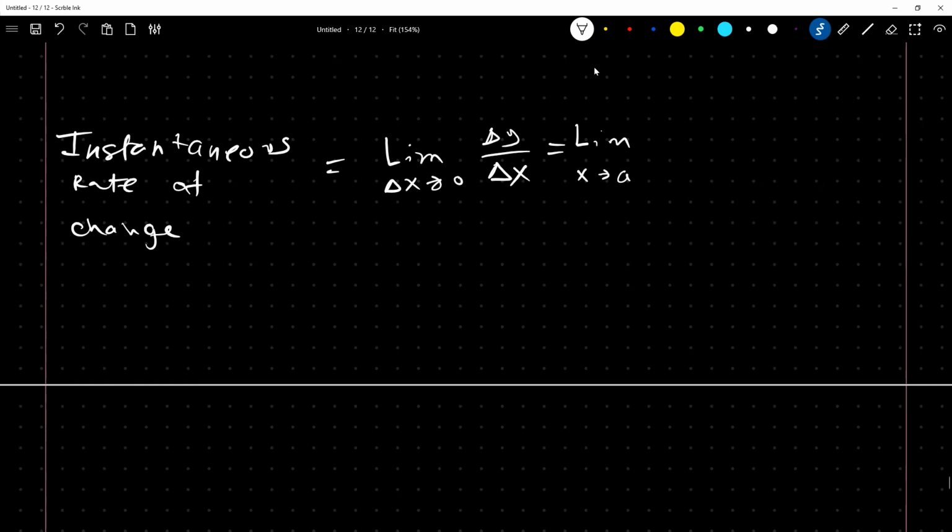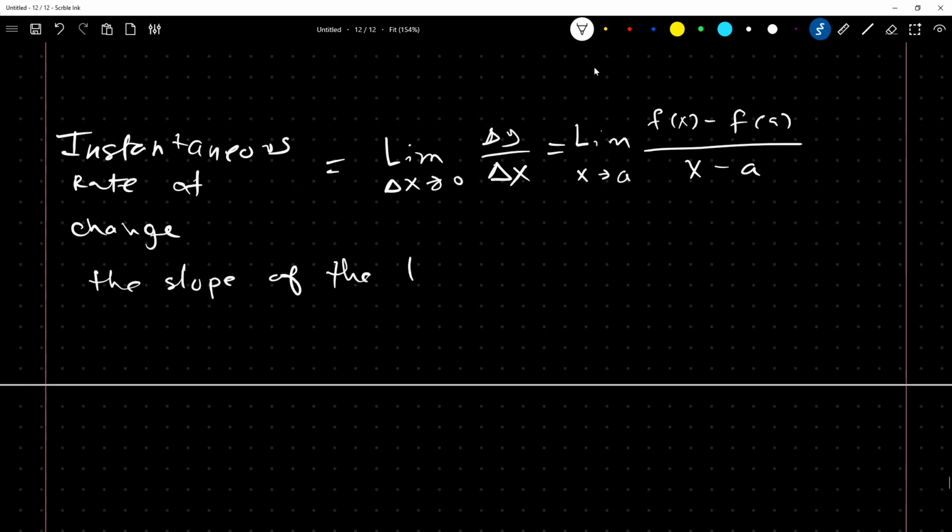Remember, the change in x, delta x, was the difference between x and a. So the limit as x goes to a of f of x minus f of a, divided by x minus a. All right, and that's going to be my instantaneous rate of change, i.e. this is the slope of the tangent line to f of x at a.